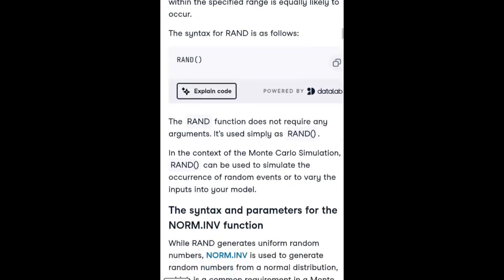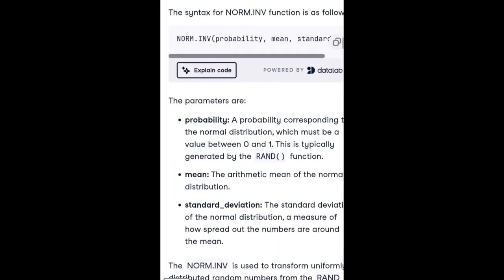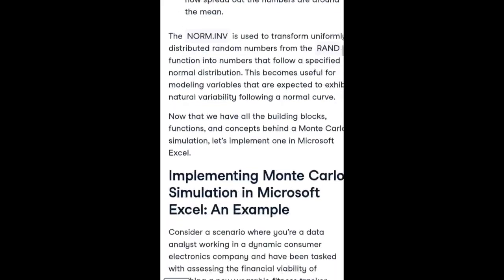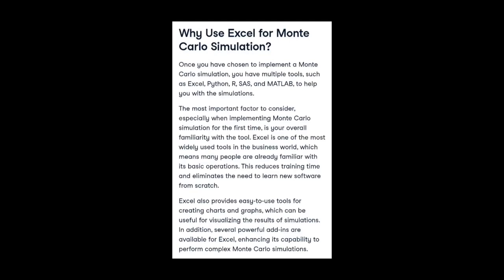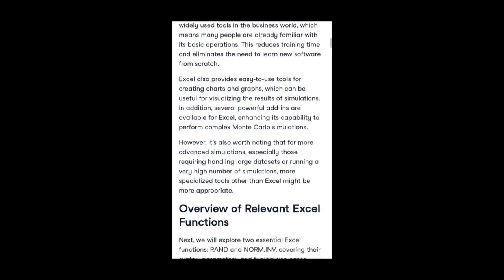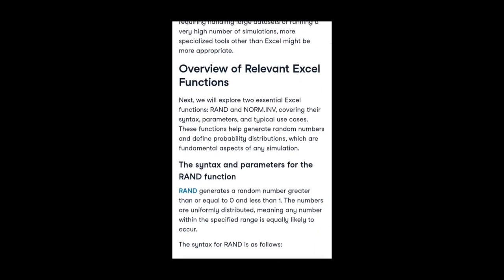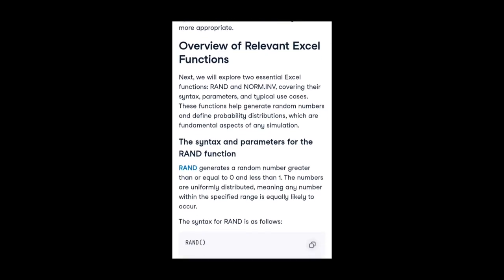Next one is using Excel. By taking an example, I want to explain it. And also we can use Python, R, SAS and MATLAB to help with simulation techniques. Now we are going to understand the functions related to Excel. In Excel for Monte Carlo simulation purposes, we can use RAND and NORM.INV, covering their syntax, parameters, and typical use cases.